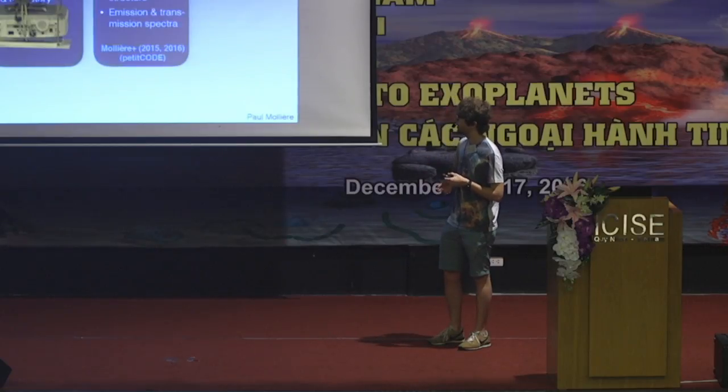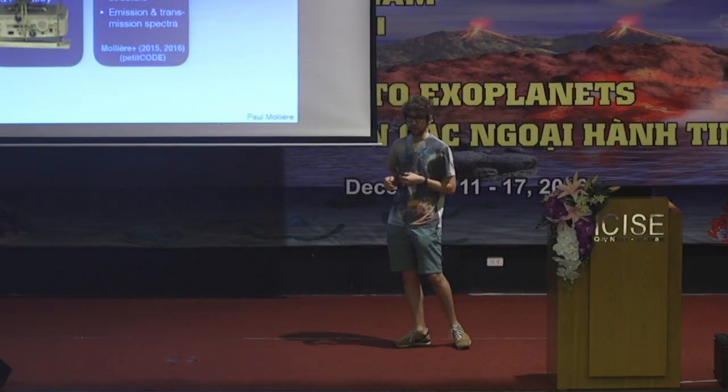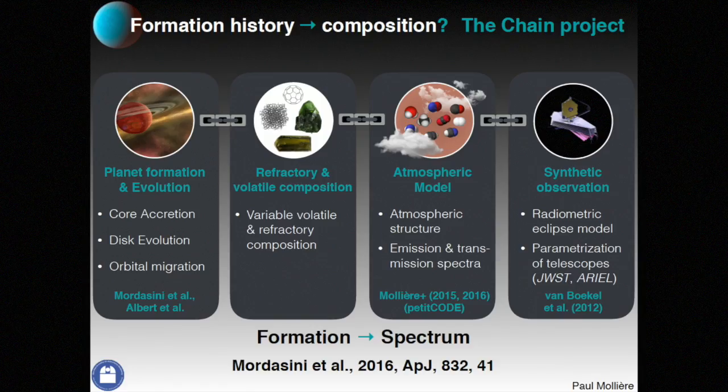So the next chain link is the atmospheric model, and that's where I come in. I'm the group's atmosphere guy. We use the mass, radius, elemental compositions, distance to the star, internal temperature, all these things, and give that to the atmospheric model, and this calculates self-consistent atmospheric structures, molecular abundance profiles, emission and transmission spectra. So from that we get an observable spectrum from the formation of the planet.